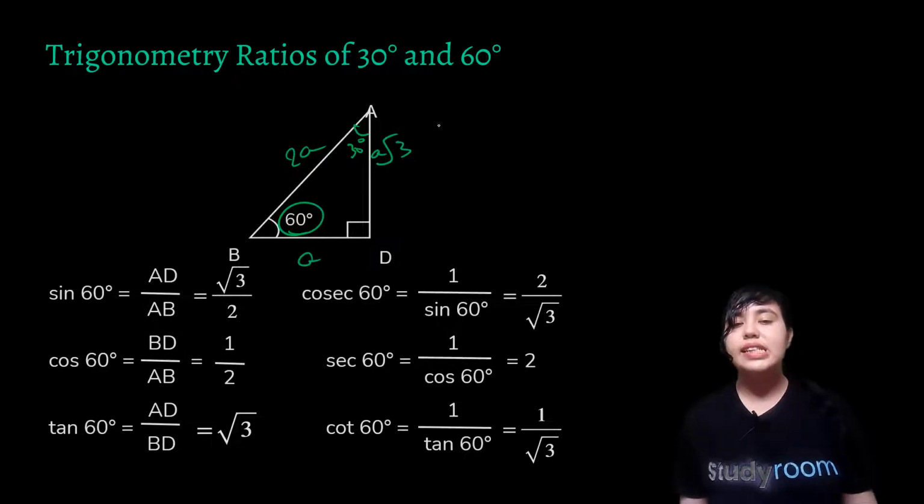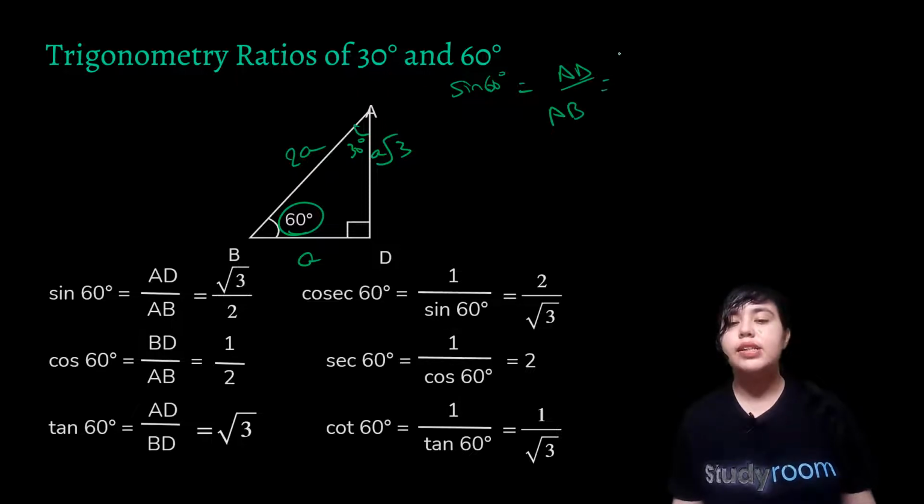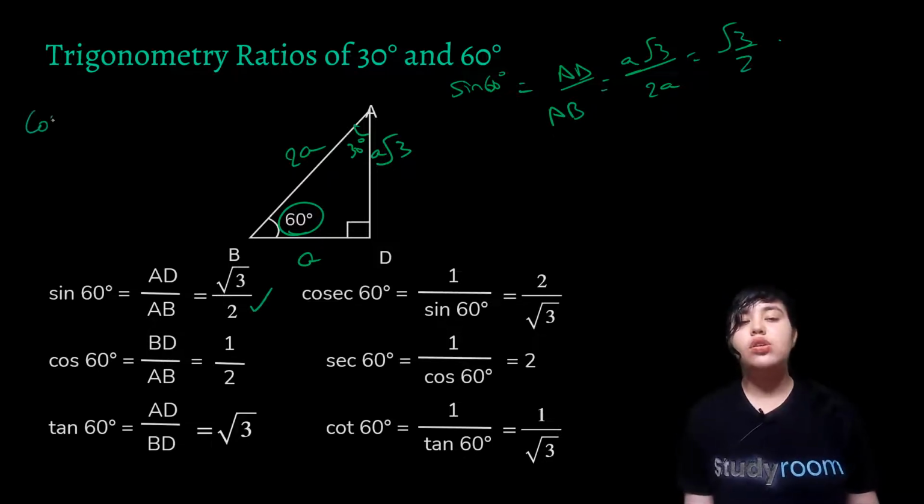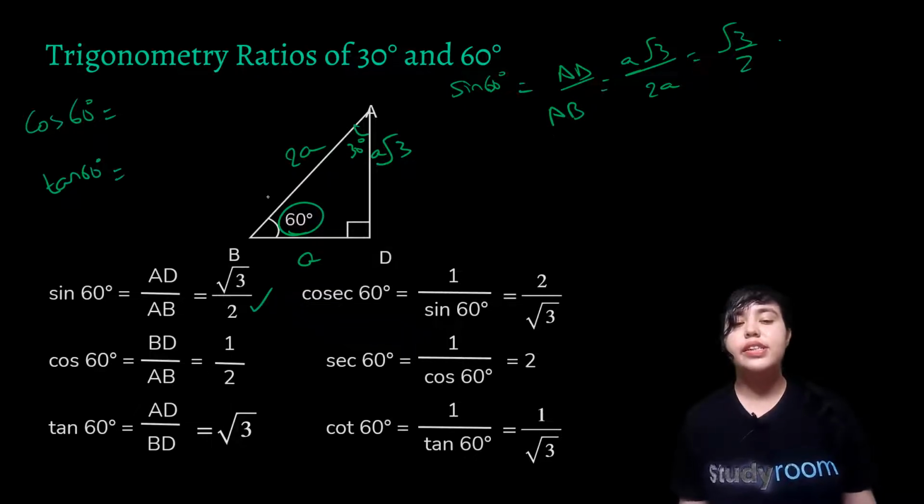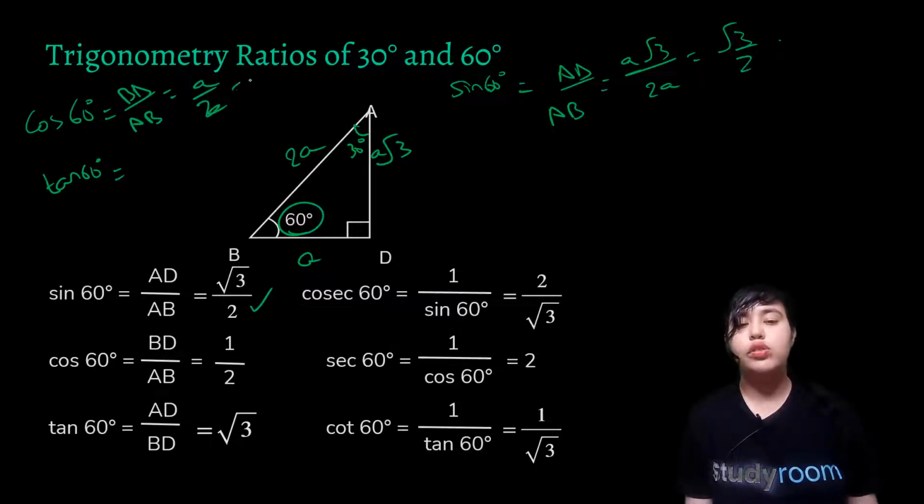So what will be sine 60 degree? What is the side opposite to 60 degree? It is AD, and the hypotenuse is AB. So what is AD? It is A root 3, and what is AB? That is 2A. So this becomes root 3 by 2. Then similarly find cos 60 degree. What is the side adjacent to this angle? BD upon hypotenuse remains the same, AB. So it's A upon 2A, which is 1 by 2.